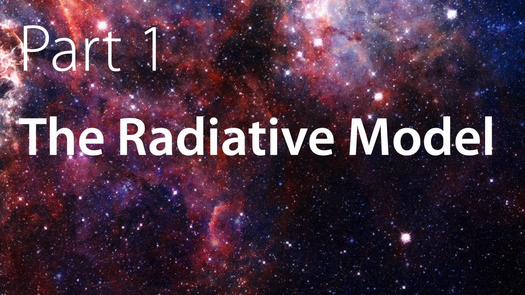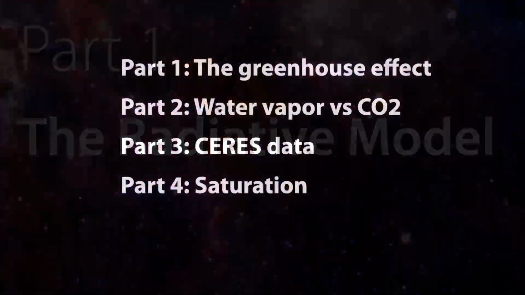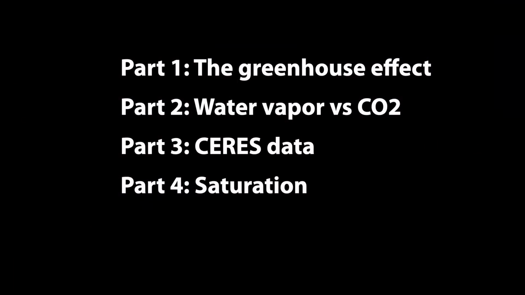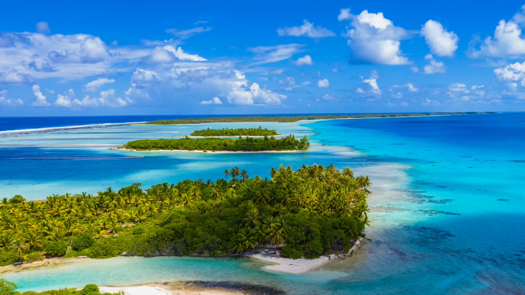Now let's dive into the radiative model of the Earth's climate system. This video is in 4 sections, each of which is fairly technical and explains the details of radiative transfer. This is almost all concentrated on the effects of water vapor and carbon dioxide. CO2 is a critical gas for life on our planet.